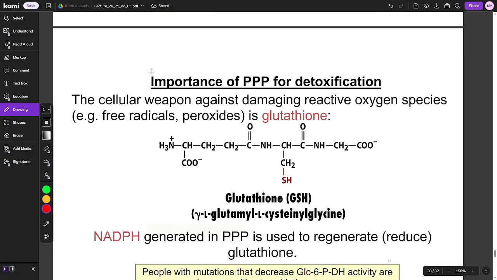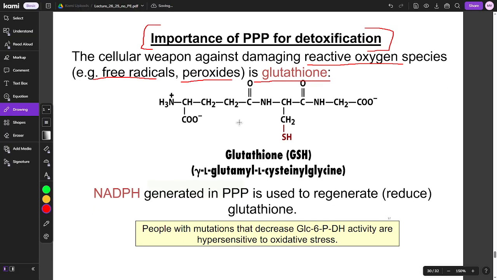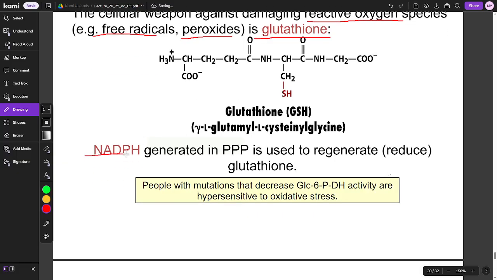And here's kind of the weapon of why the PPP is important for detoxification. It's important because of glutathione. Glutathione is a cysteine, basically. And it's the cell's weapon against these reactive oxygen species that are oxidizing everything. So it protects from free radicals and peroxidases. And NADPH is generated in the pentose phosphate pathway, and it's used to regenerate this glutathione.